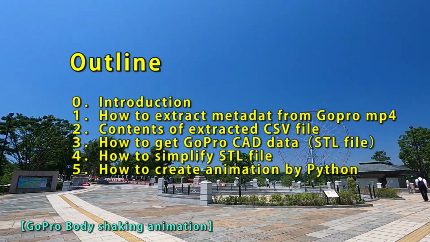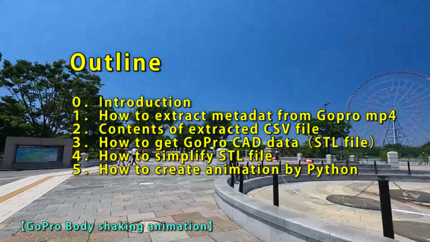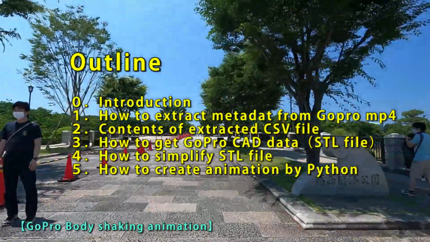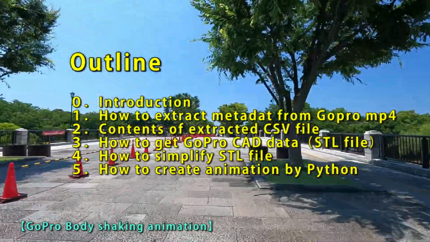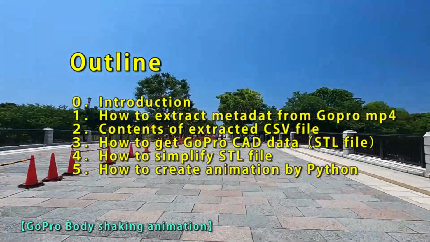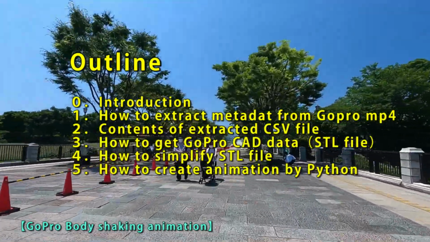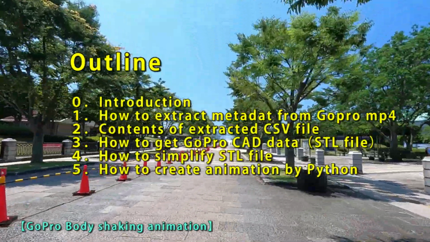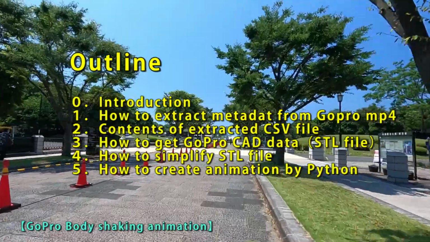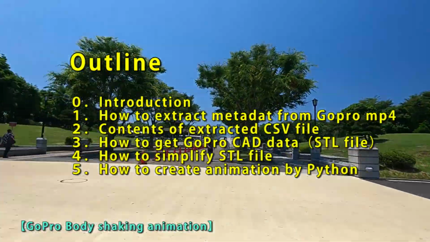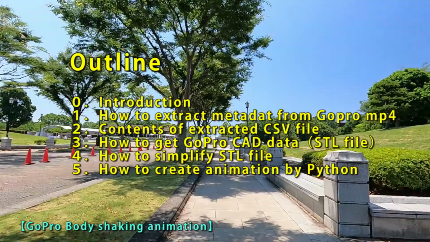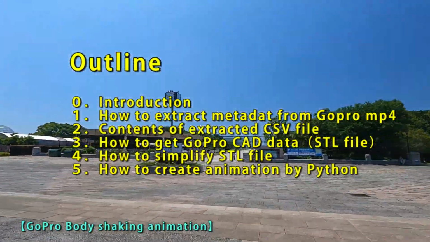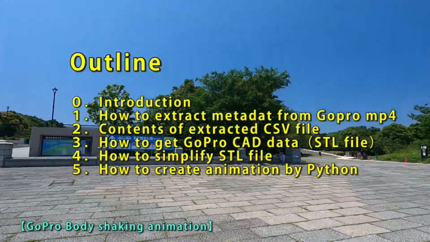This is the outline of this video. First, I am talking about how this video was made. Next, I am explaining how to extract metadata from GoPro video file, MP4, and the contents of the extracted CSV file. Then, I am going to introduce how to get the CAD data, STL file of GoPro used in animation, and then how to simplify STL files using a free software. Finally, let's create an animation using Python, which is one of the most popular programming languages.